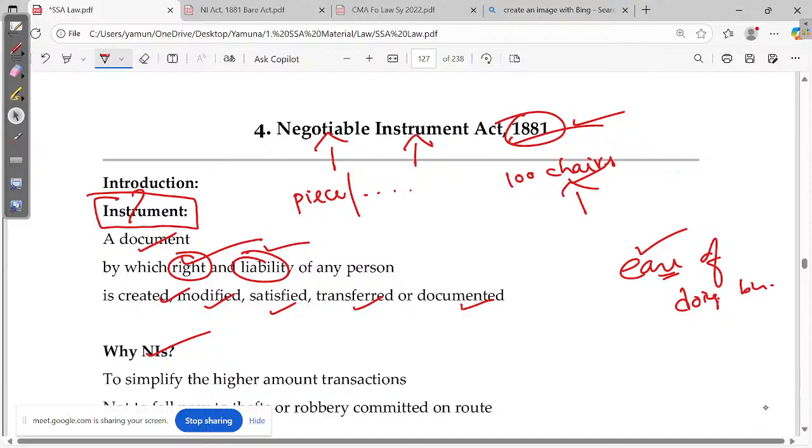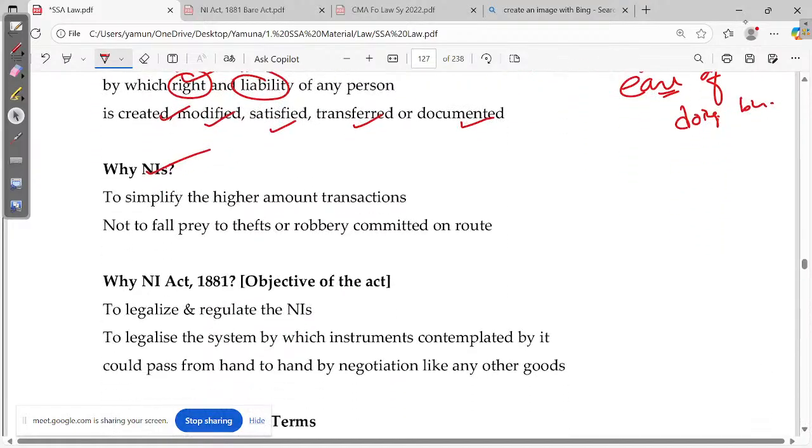So when higher amounts of transactions are involved, we need to simplify that. And in those days, we had to worry about theft and robbery committed en route during transit. So that's why we need negotiable instruments. இதுக்கு பதில் என்ன பண்றோம்? ஒரு செக் எடுத்துட்டு போறோம். கொரியர்ல போட்டா போதும். இப்ப அது கூட தேவையில்லை. ஜிபே, பேடிஎம், பீம்ல டிரான்ஸ்ஃபர் பண்ணுங்க, இல்ல நெஃப்ட்ல டிரான்ஸ்ஃபர் பண்ணுங்க, முடிஞ்சிச்சு. Just because it is so very easy.